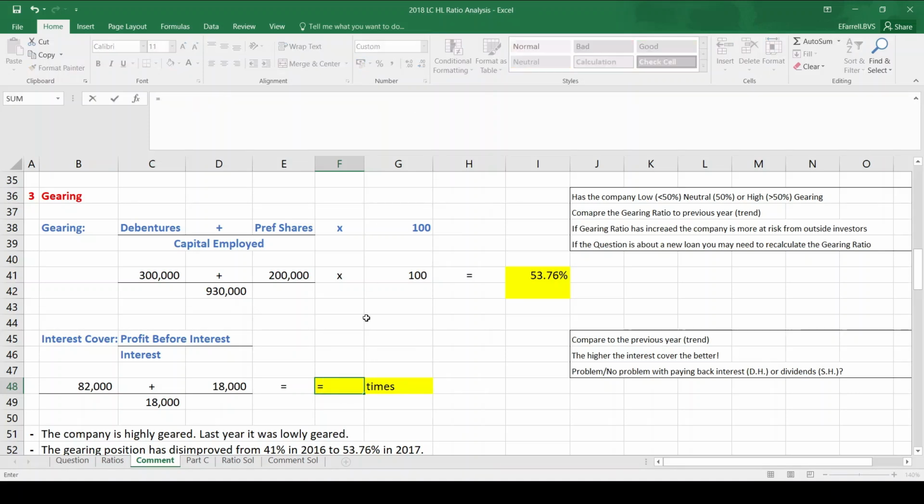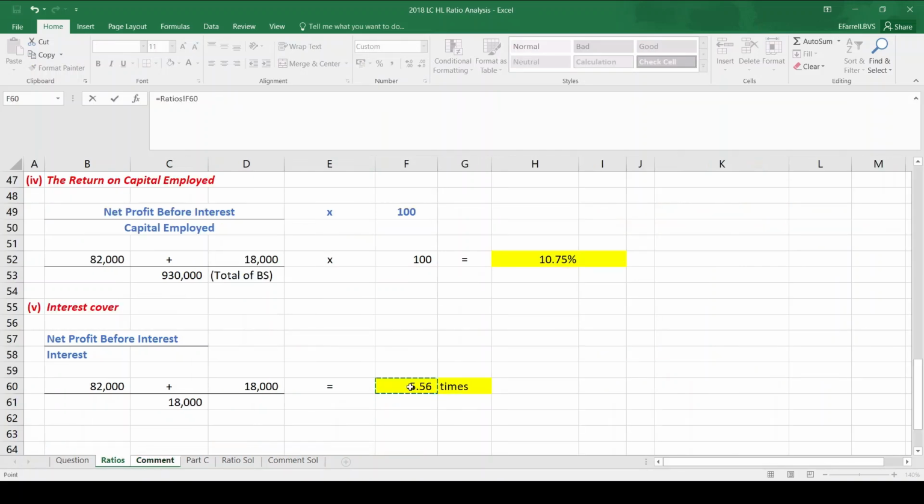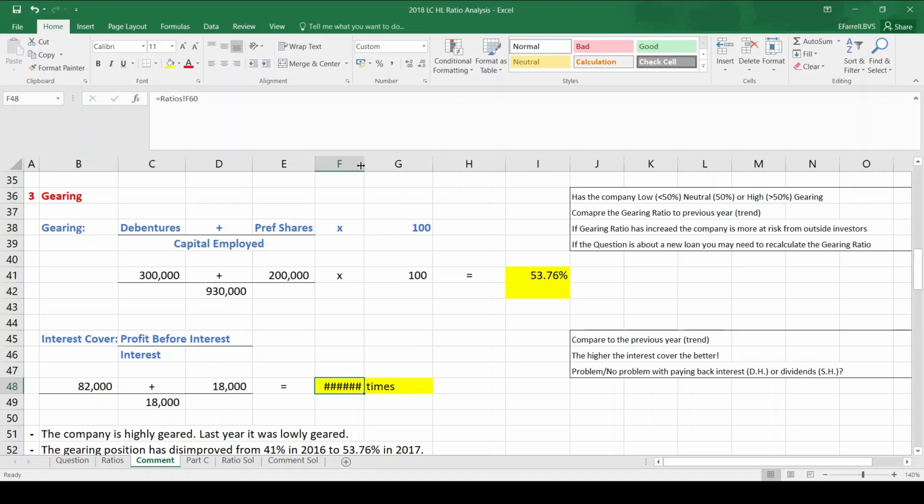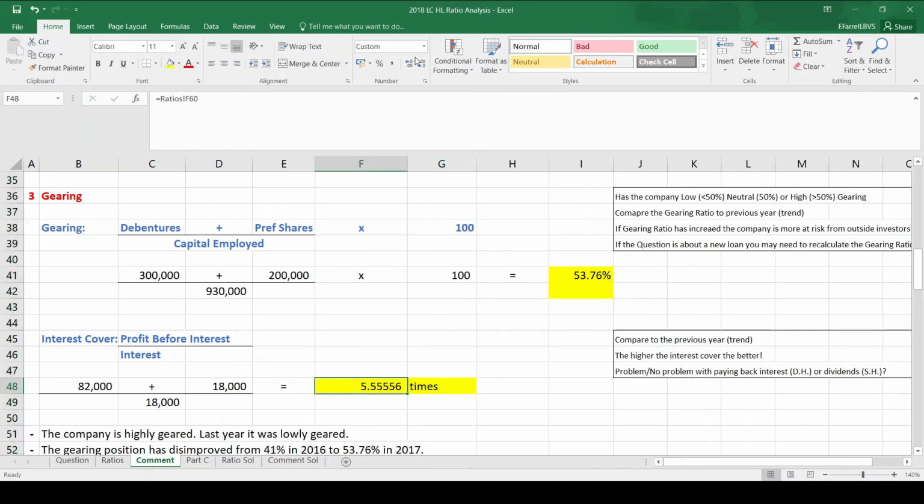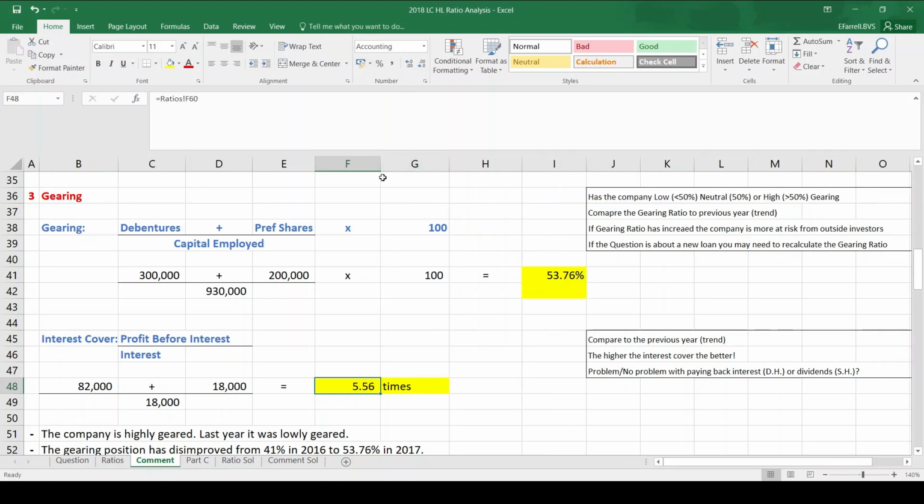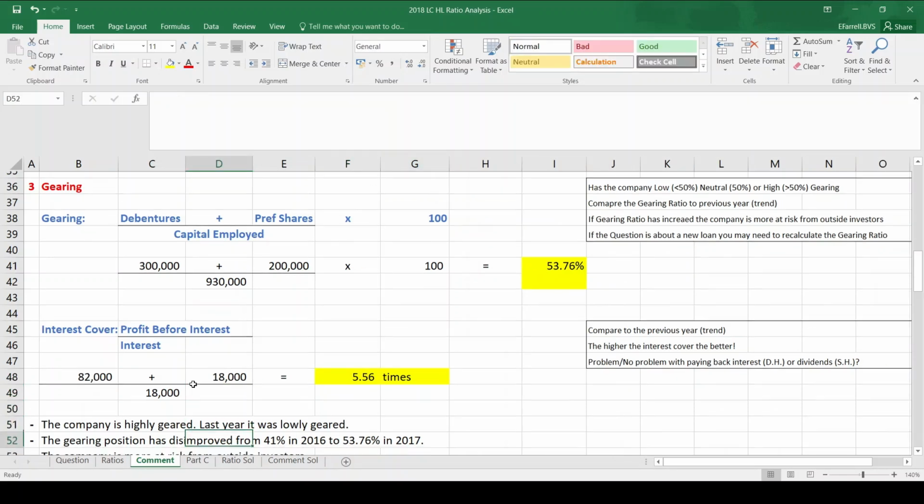So let's try that again. So it's 82 plus 18 divided by 18. And I'm not sure why that's not coming out properly, but we'll just take it from the previous time, which is 5.56%. This is just too many decimals, that's the problem. Okay, 5.56%. Right. Okay, so we have to comment on this now, right?